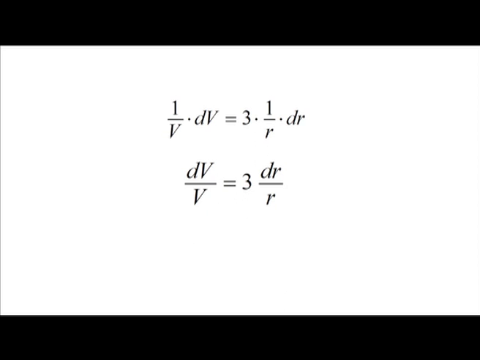Hence, the error relation is delta V by V is equal to 3 times delta r by r, where delta V by V is the relative error in computing the volume and delta r by r is the relative error in computing the radius. The error relation simply says that the relative error in computing the volume of a sphere due to an error in measuring the radius is approximately equal to 3 times the relative error in the radius.